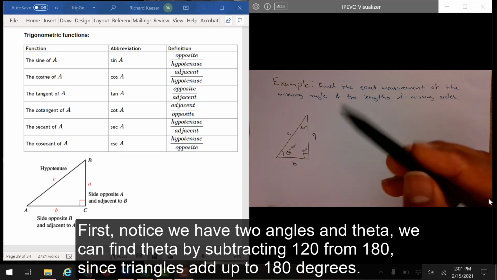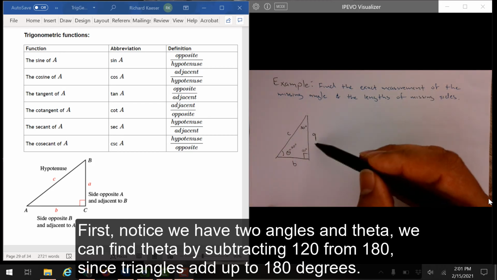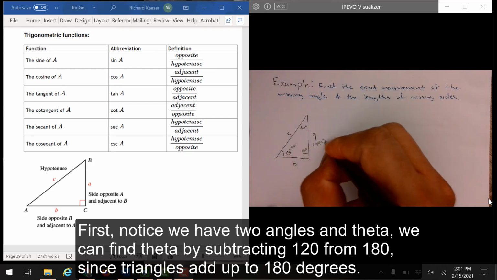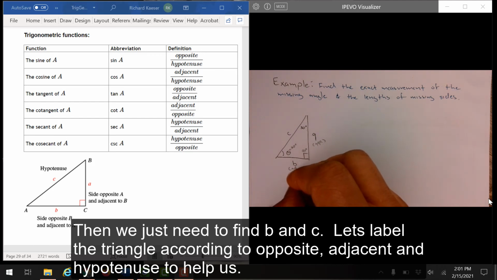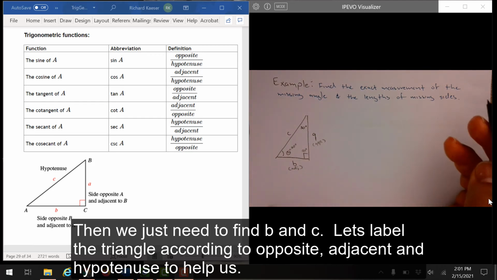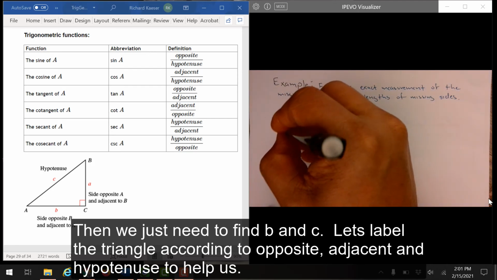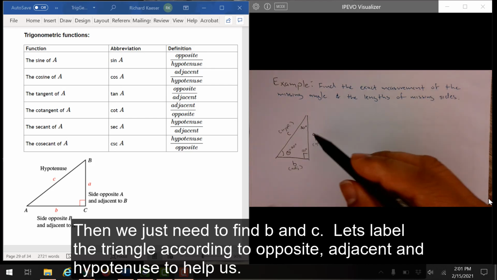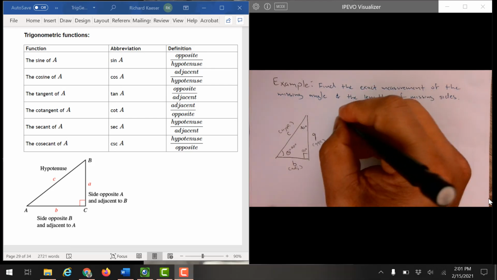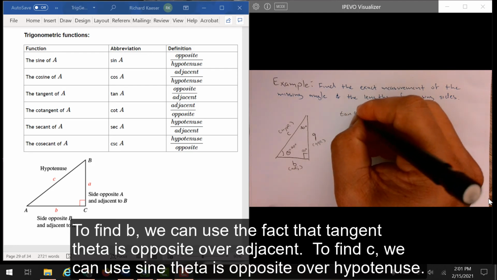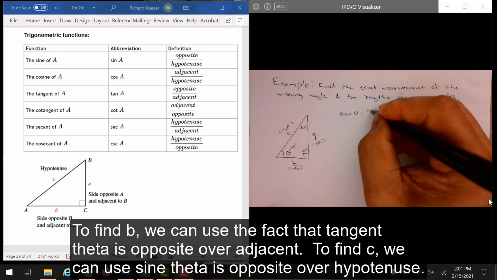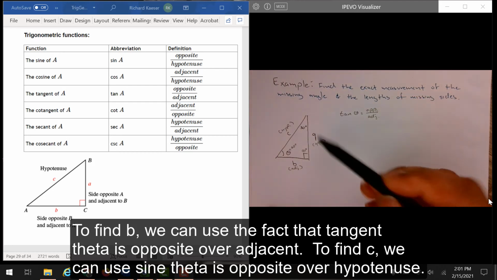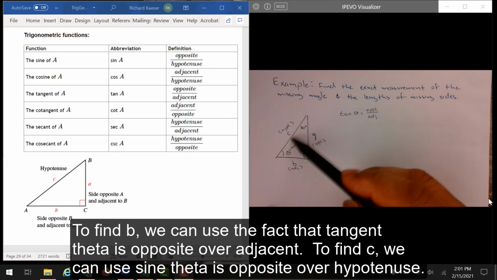First, notice we have two angles and theta. We can find theta by subtracting 120 from 180, since triangles add up to 180 degrees. Then, we just need to find B and C. Let's label the triangle according to opposite, adjacent, and hypotenuse to help us out. To find B, we can use the fact that tangent theta is opposite over adjacent. To find C, we can use sine theta is opposite over hypotenuse.